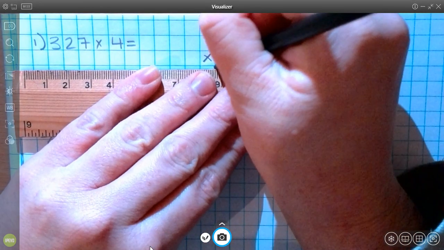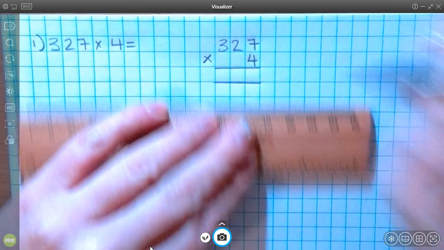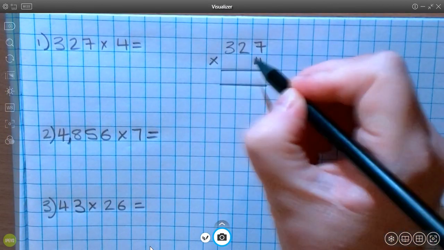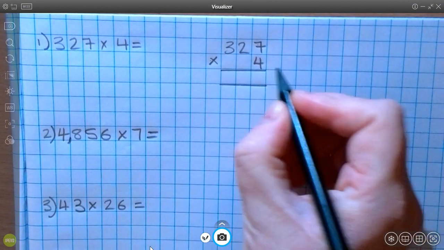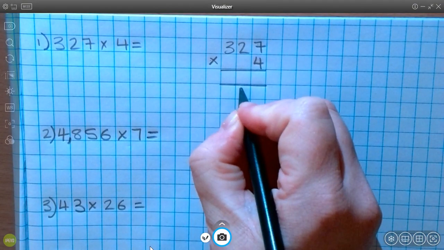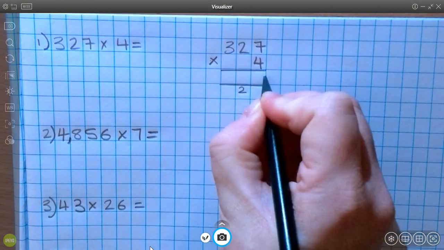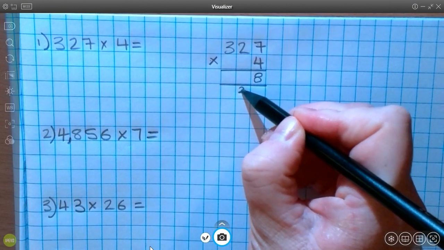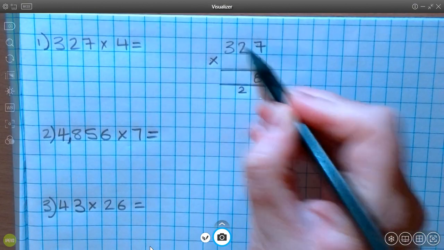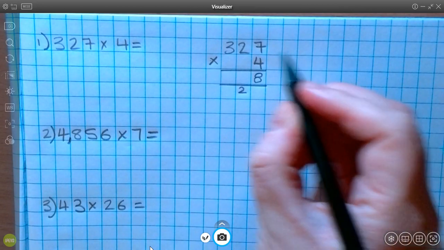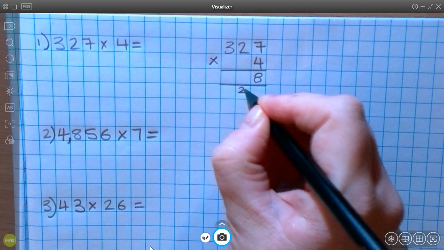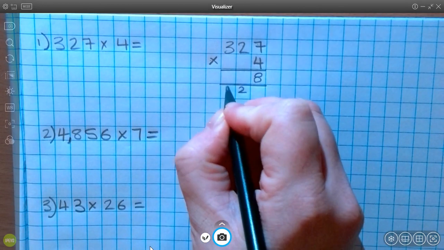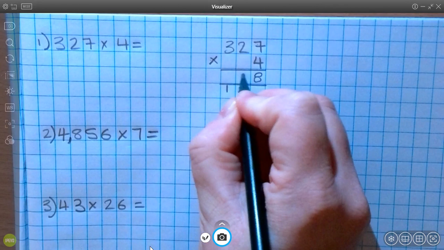I'm then going to underline 2 lines. There we go. So starting in that ones column, 7 multiplied by 4, I know, is 28. But I need to regroup or exchange the 28. So I need to write it smaller and below the tens column. Then I move on to 2 times 4, which is 8. But I need to add this 2 on now that I've exchanged. So 8 add 2 is 10. I need to regroup or exchange the 1 and put in the 0 for 10.